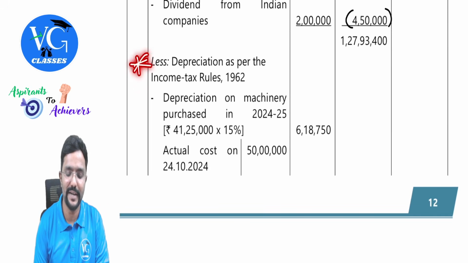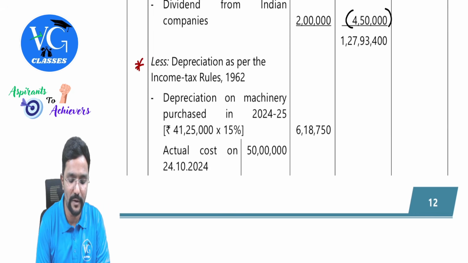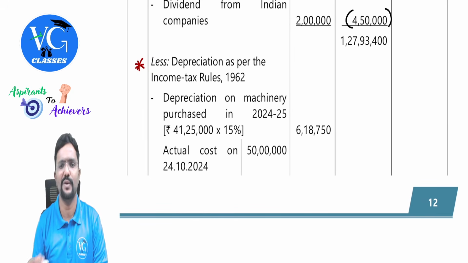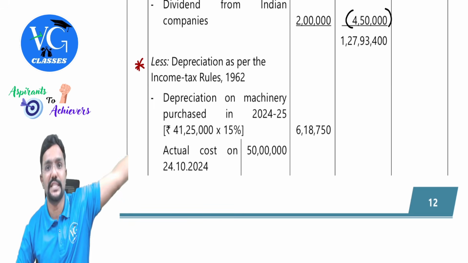This is one of the important adjustments, guys. Depreciation as per income tax rules. That is as per section 32. You can also mention the section. They are not given the section, but you guys can mention 32. Depreciation on machinery purchased in 24-25, last year.